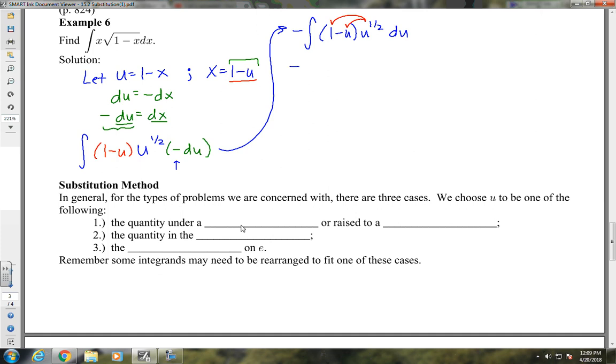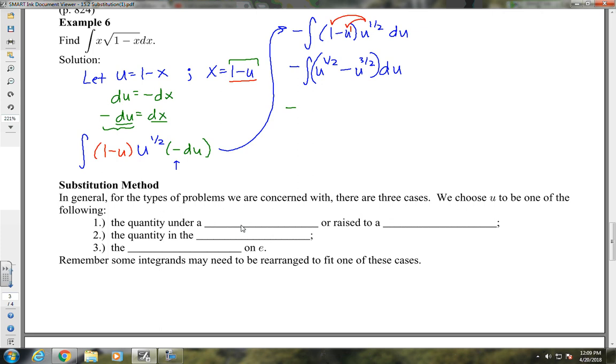So let's do that. 1 times u to the 1/2 is u to the 1/2. U times u to the 1/2 is u to the 3/2. You know where that came from? We're simply adding the exponents. U to the first times u to the 1/2 is u to the 1 plus 1/2, and that's 3/2. Now we can integrate term by term.